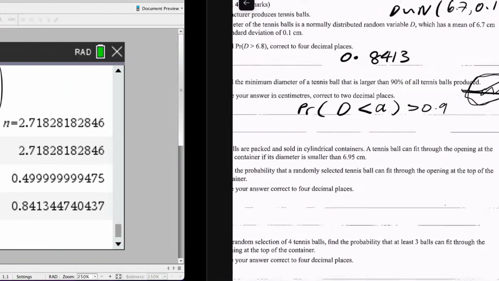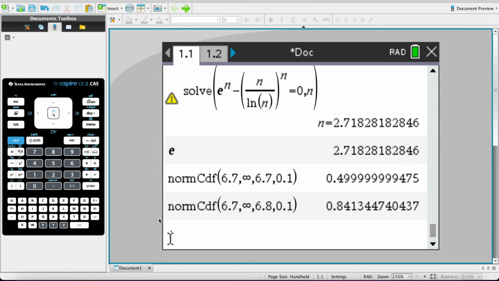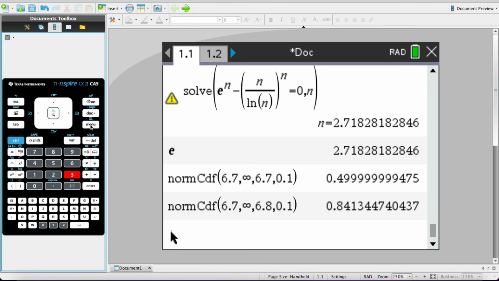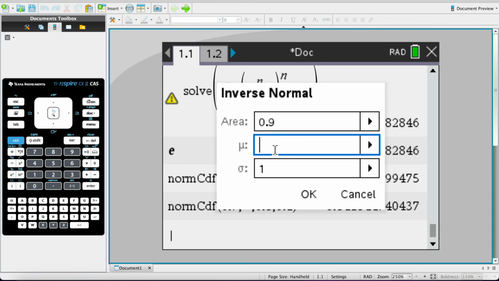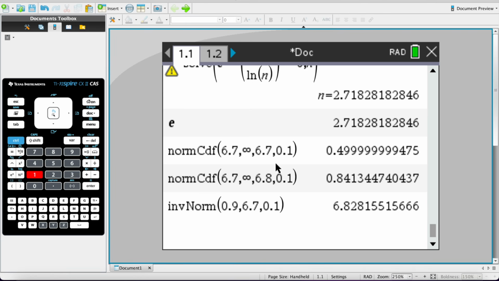So you can do an inverse normal here. Menu 553. The area is 0.9, sorry. And we'll find the standard value first. Oh, no, we actually know the mean. So 6.7 and 0.1, and that gives us 6.83.